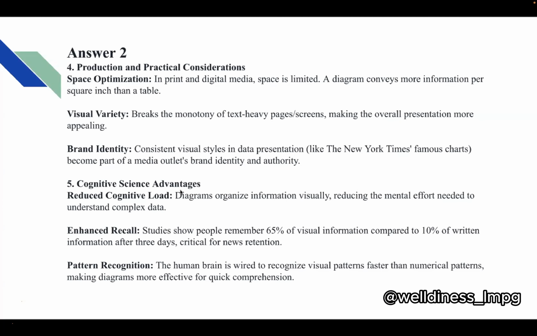So now, cognitive science advantages. Reduce cognitive load. Diagrams organize information visually, reducing the mental effort needed to understand complex data. Enhance recall. Studies show people remember 65% of visual information, compared to 10% of written information after 3 days. Critical for news retention. Now, pattern recognition. The human brain is wired to recognize visual patterns faster than numerical patterns, making diagrams more effective for quick comprehension.